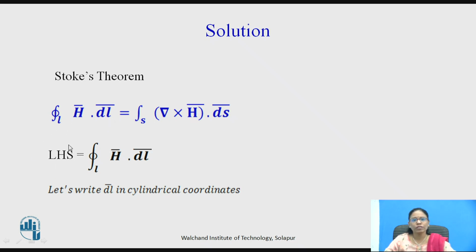Here I first consider the left hand side, which is H dot dl. As H is given to us in the question, the unknown quantity is dl. So let us write dl. I can write dl in three coordinate systems: Cartesian, cylindrical and spherical. But here I need to consider it in the cylindrical coordinate system, because the given H is in the cylindrical coordinate system.